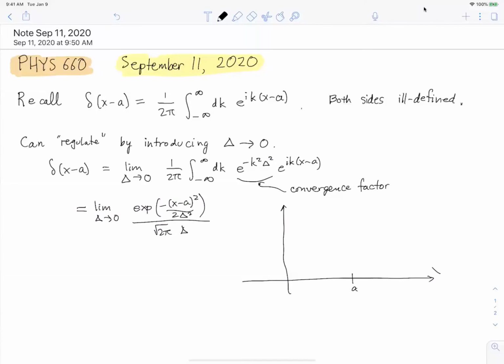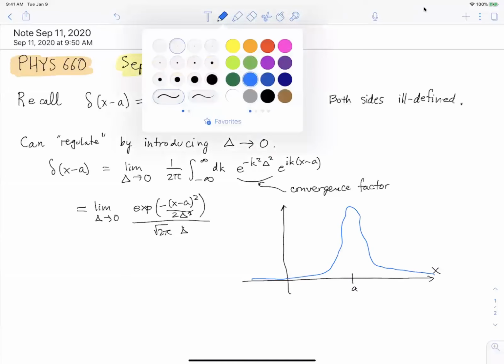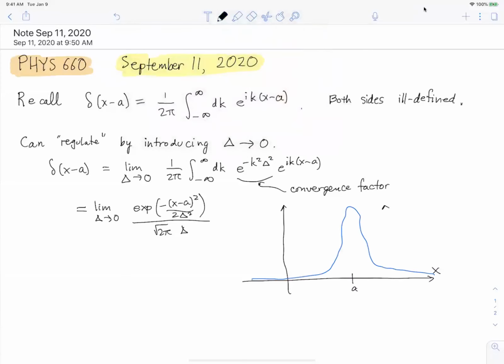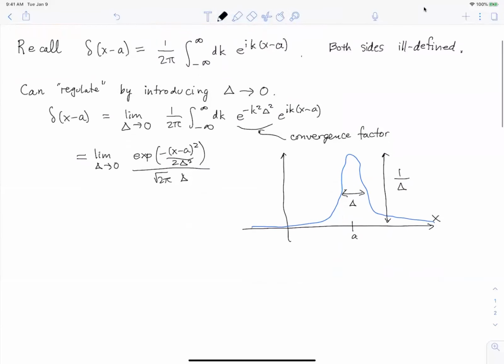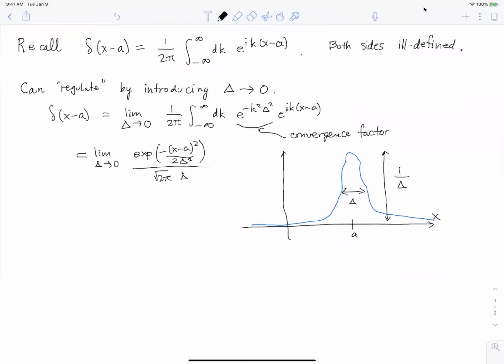Here, as a function of x, I'm graphing this function, and there's the point a. And then the shape of this is a Gaussian that's tall and skinny. The height of the Gaussian is proportional to 1 over the small number delta, and the width of the Gaussian is proportional to delta itself. So in that way, we can think of the delta function as this limit of very tall, very skinny functions that have support only near x equals a.